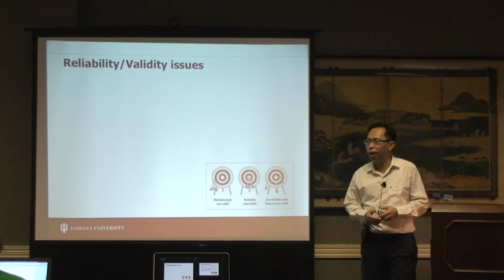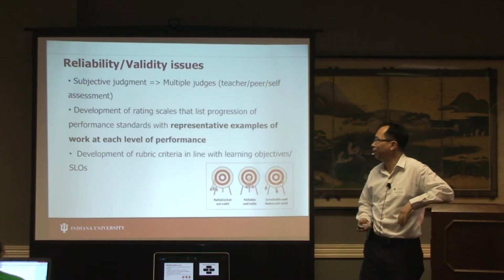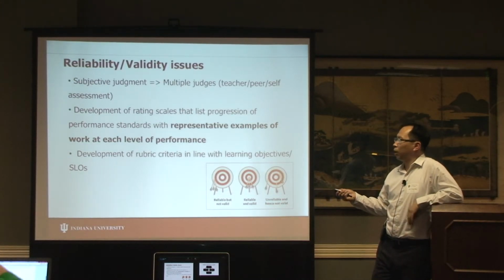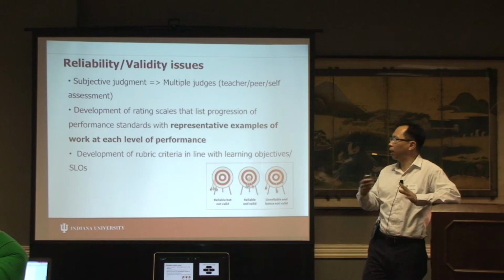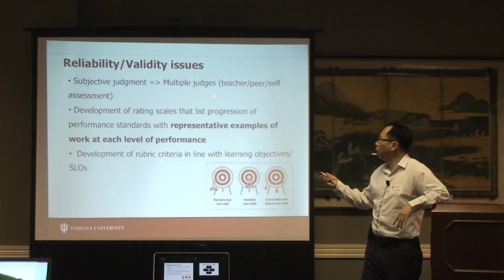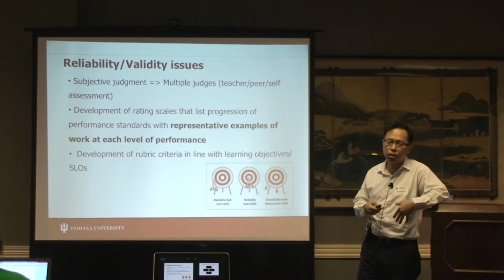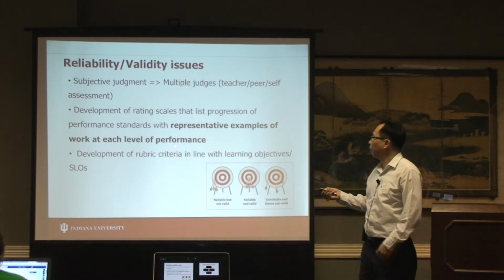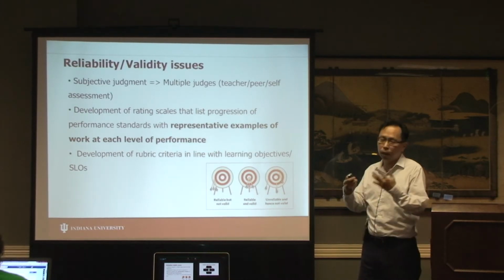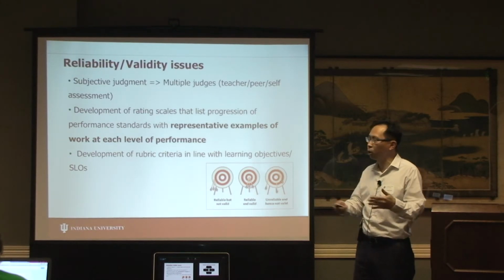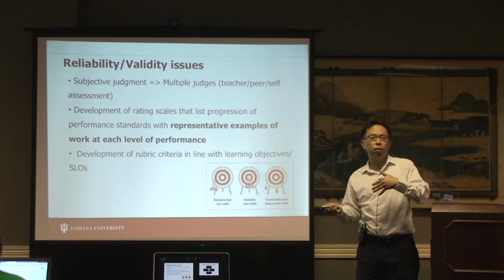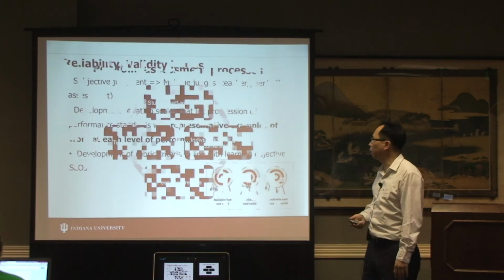I just saw the sign that I have only 5 minutes left, so I can quickly go through the rest of the part. So to enhance reliability, make sure that you have some kind of balanced judgment. So you have multiple judges, like teachers, and you also involve students, like peer assessment. And when you develop the rating scales, it's a good idea to show them representative samples, so students have a better idea what their work should be.